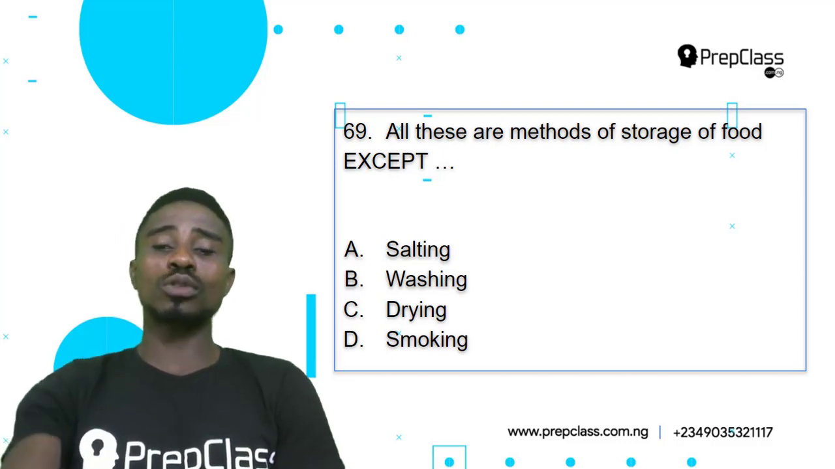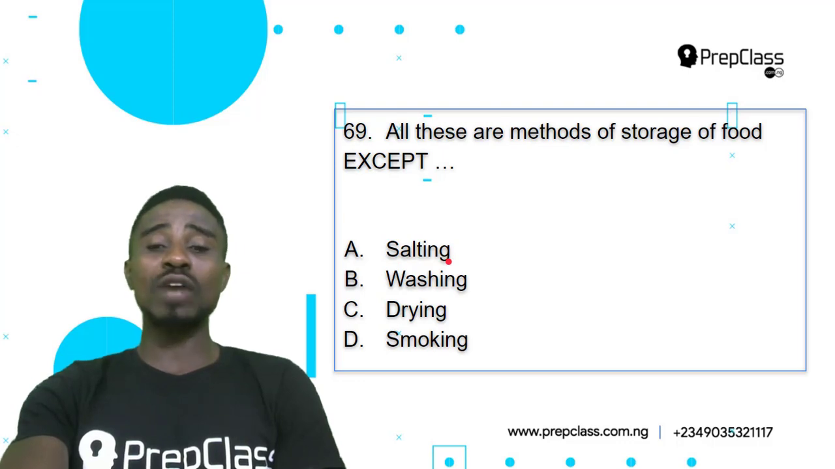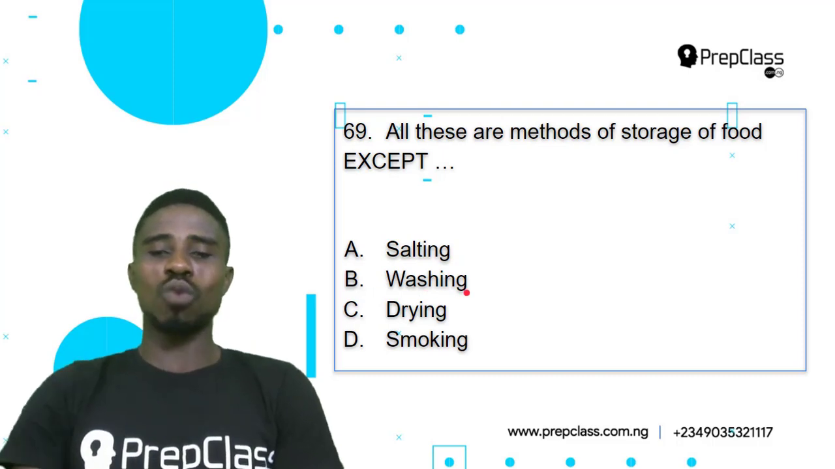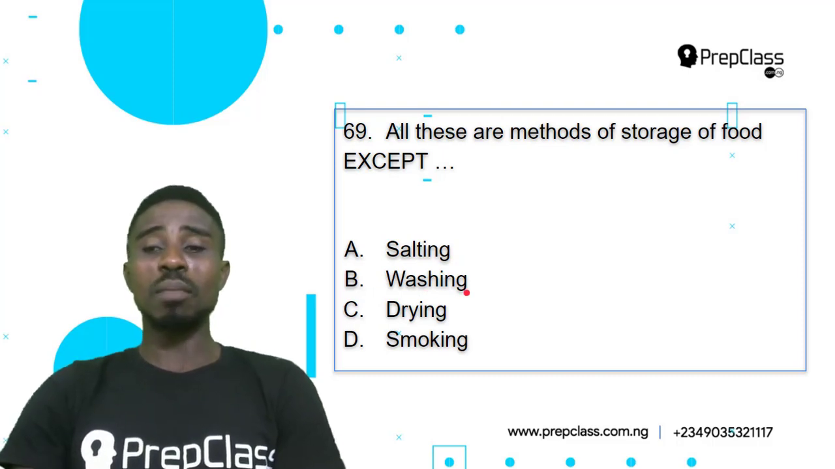Now, in looking at all of the options, salting, a food is being salted, so microorganisms cannot grow in a salted food because the chemical content of the salt will not allow the microorganisms to grow. So option A, salting is a method of storing food and is not our correct answer. Option B, washing. Washing is not a method of storing food. So that would be our correct answer.